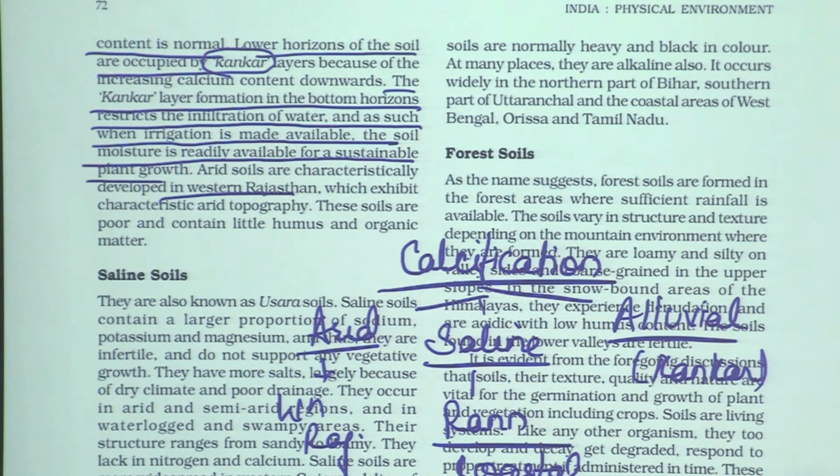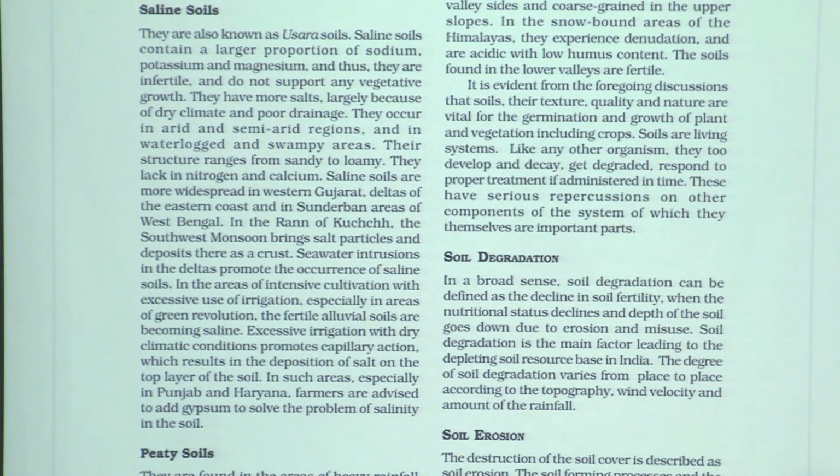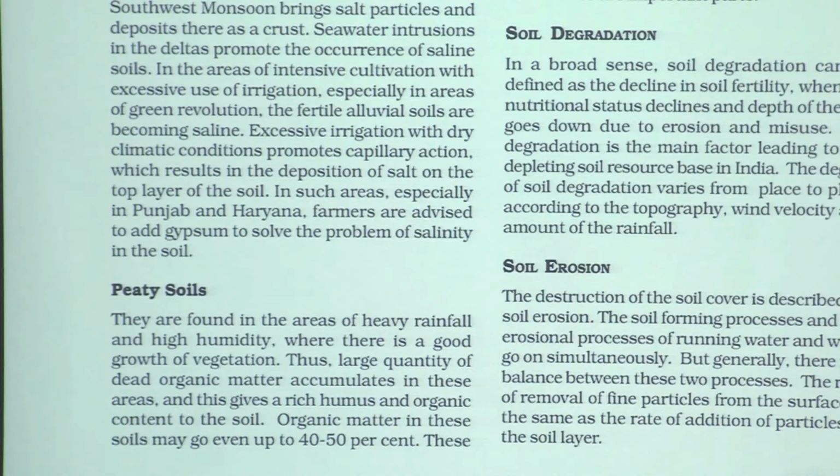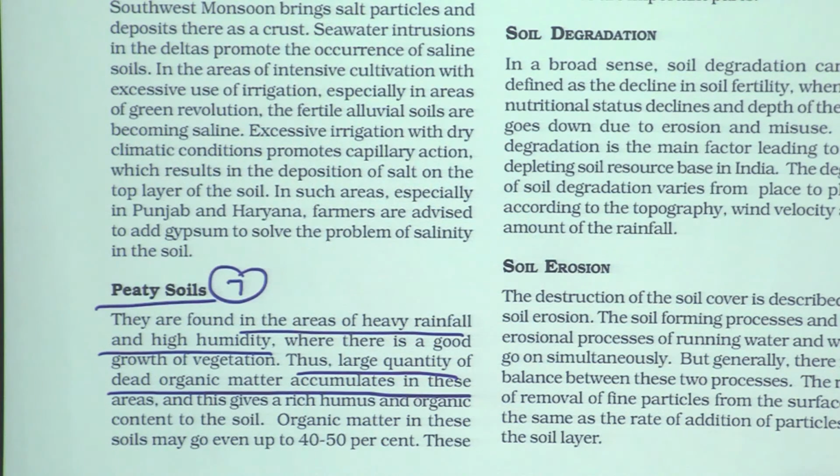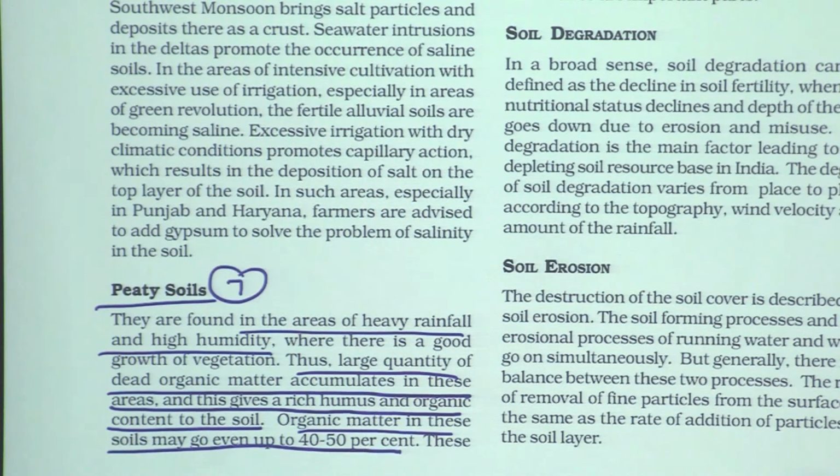I cannot call it infertile, but yes, it has got restricted fertility. Already talked about saline soil. So we are getting on to the last two types of soil one by one. Soil type number 7, the peat soil. It is found in the areas of heavy rainfall and high humidity. Large quantity of dead organic matter accumulates in these areas and gives rich humus and organic content. The organic matter in this soil goes up to 40-50%.